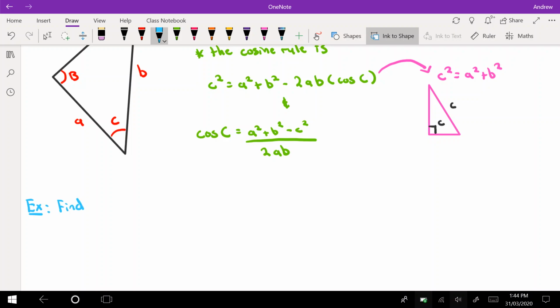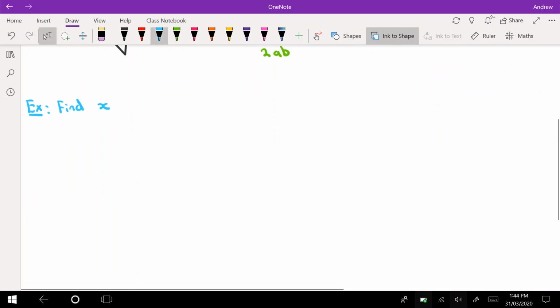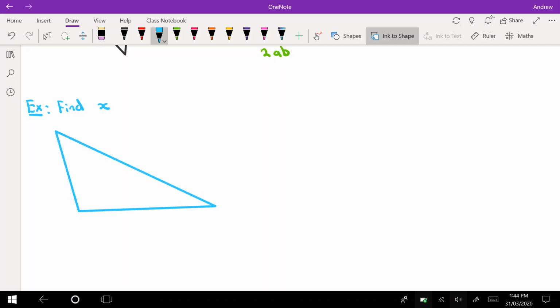Find x. We want to try and find the value of x for the following shapes. So let's say that this is 22 millimeters, that's 19 millimeters, 100 degrees, and that's going to be x.